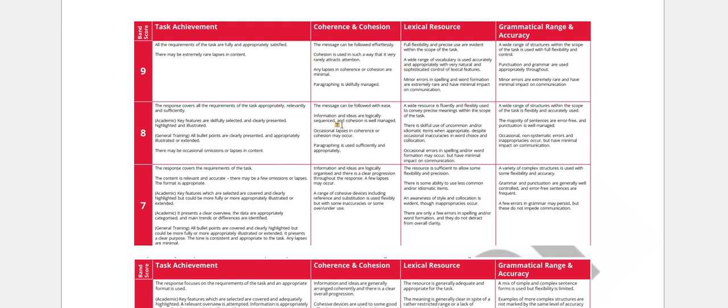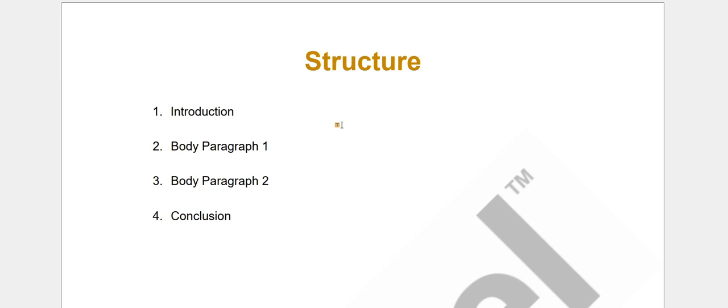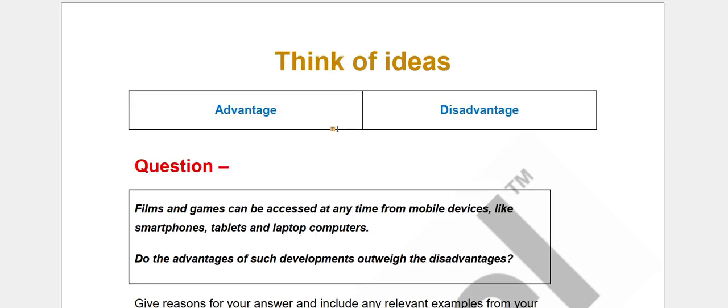So let's start. The structure we're going to use in this video is a four-paragraph structure. First is our introduction, second is body paragraph 1, third is body paragraph 2, and fourth is the conclusion. Before writing this essay, or any essay for that matter, you should think of ideas. Without thinking of your ideas or examples, you should not start writing your essay. Otherwise, you will not be able to get a band 7 or more.